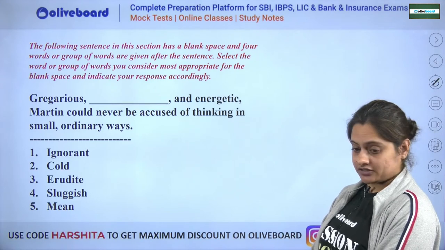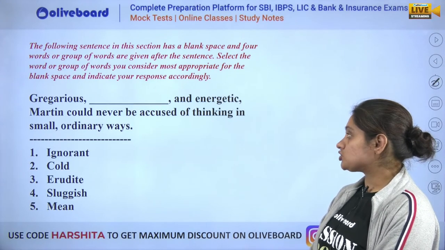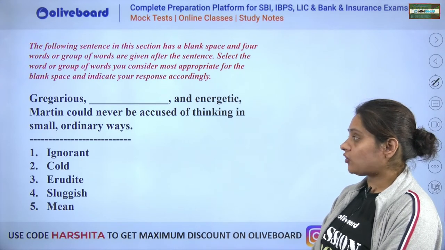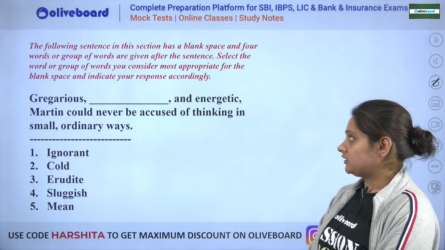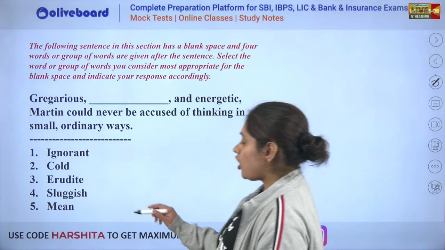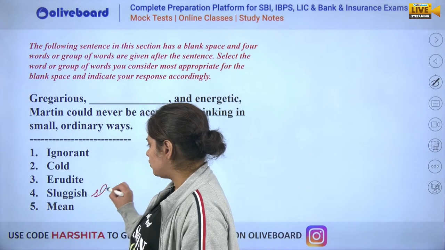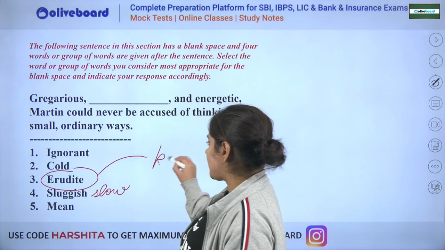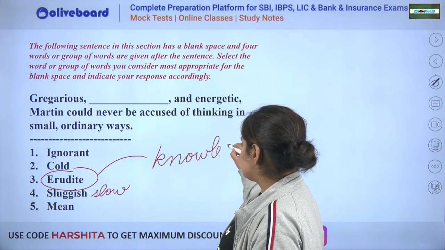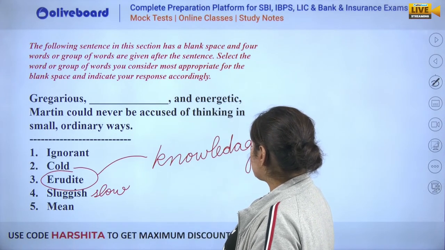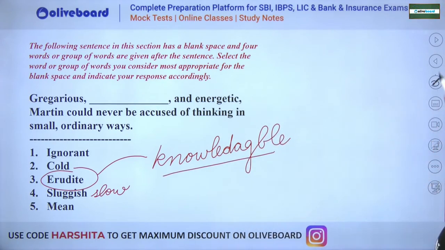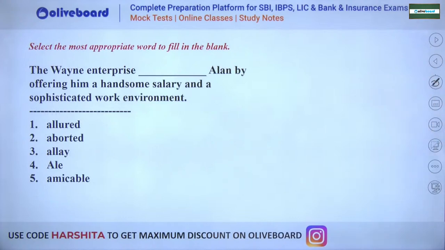Gregarious, energetic, yeah, positive word required because you are talking about Martin. You can never accuse Martin of thinking in small ways. He was great. Okay, he was very energetic. So all are negative. Sluggish means slow. Ignorant is negative. Only one will fit. Knowledgeable, erudite, scholar, like a scholar, knowledgeable person. All you are talking about positive qualities of him. So here also you will write a positive quality. Third. Next. Second one.